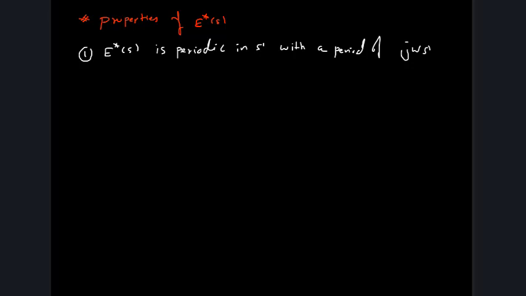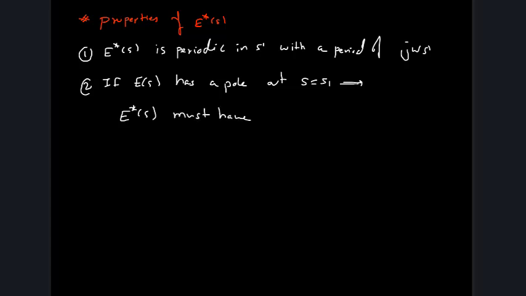So if E(s) has a pole at a certain location, let's say s equal to s1, this implies that E star of s must have poles at s equal to s1 plus j m omega s, due to the periodic nature of E star of s, where m is an integer equal to 0, plus or minus 1, plus or minus 2, and so on.